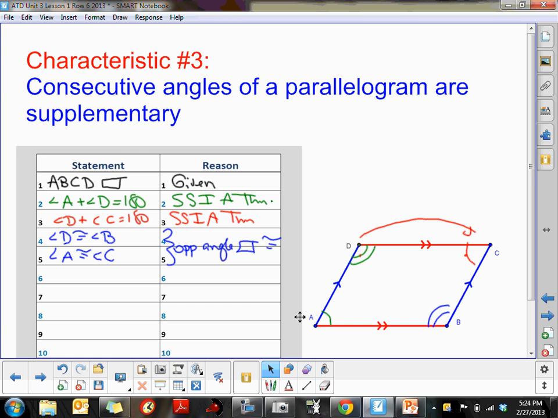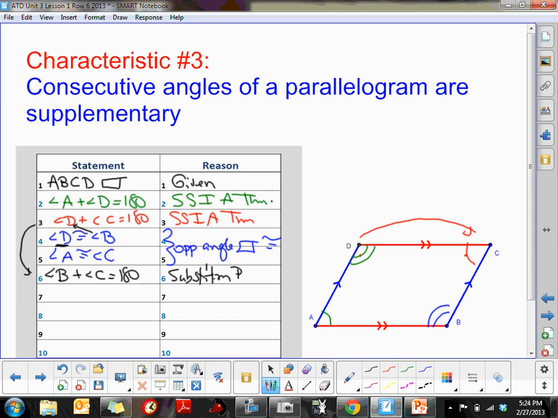So that means if I know that D plus C equals 180, and B is the same as D, I can replace that D with angle B. So I'm really coming down from step 3, and I'm making a substitution. I'm taking out angle D, and I'm putting in an angle B, plus the angle C has to equal 180. That's by substitution property of equality. So now I've just connected C to B.